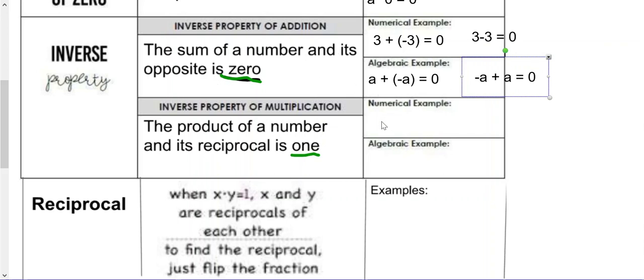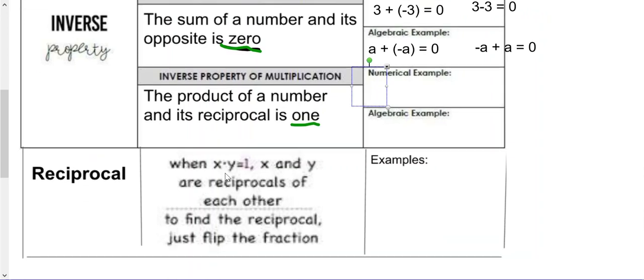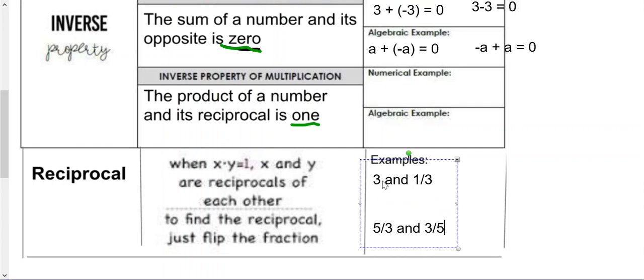Now, multiplication, what are you going to get it to be? 1. So that would be what we call the reciprocal. Before I give you an example, I'm going to go through the reciprocal. The reciprocal is just when two numbers multiply and they equal 1. x and y are reciprocals of each other. So you just find the reciprocal, you just flip the fraction. So for a reciprocal, it would be like 3 and 1/3, because 3, remember, is like 3 over 1. Or 5 over 3 and 3 over 5 are reciprocals. Basically, all you're doing is flipping the fraction for the reciprocal.